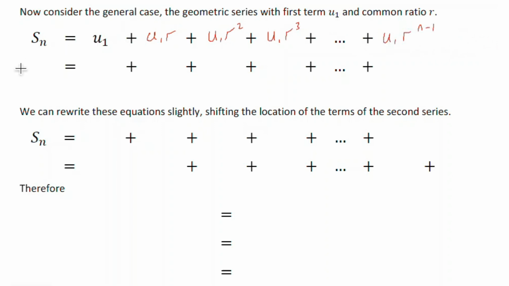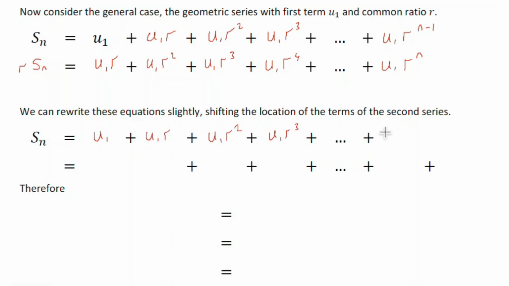And then what we're going to do is multiply that whole series by r. So we get u1 times r, u1 times r squared, u1 times r cubed, u1 times r to the 4, and u1 times r to the power of n. If we then shift the second of those along, just so it's the same sum, just written in a different location, it makes it easier to see what's going on.